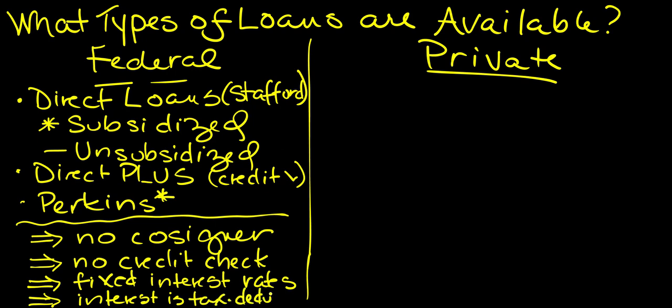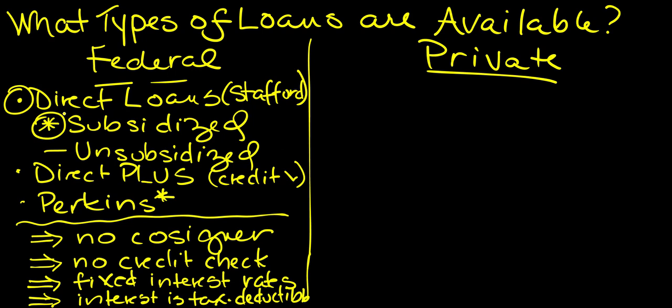Now let's go over and talk about the private loans. Again, federal loans are going to be your best option, and we especially like the direct loans, and especially the subsidized direct loans. But if you still need more money, or for whatever reason you can't qualify for the federal loans, then private loans are available, but they're not going to offer you as much flexibility.